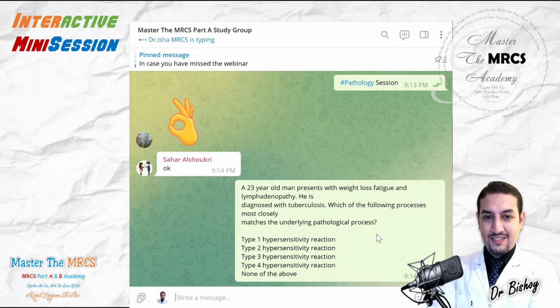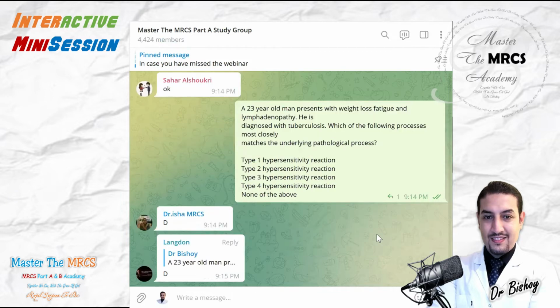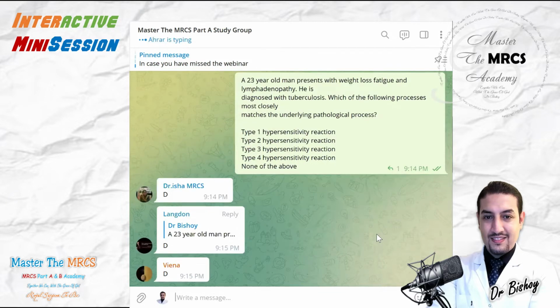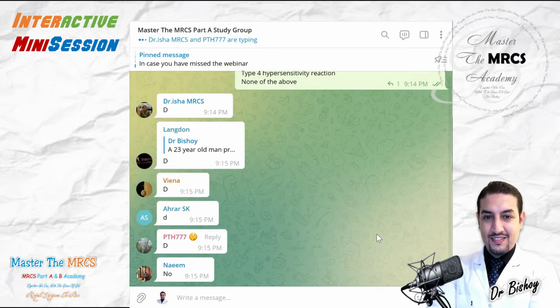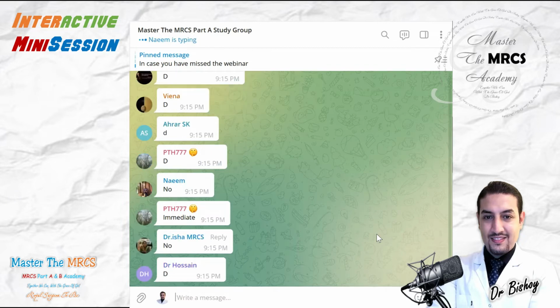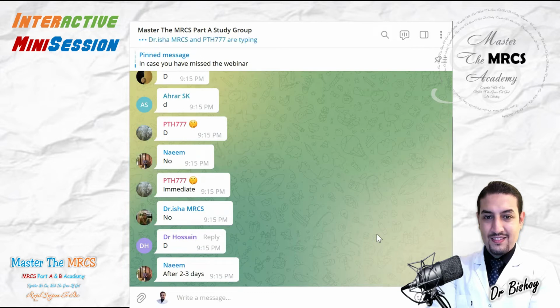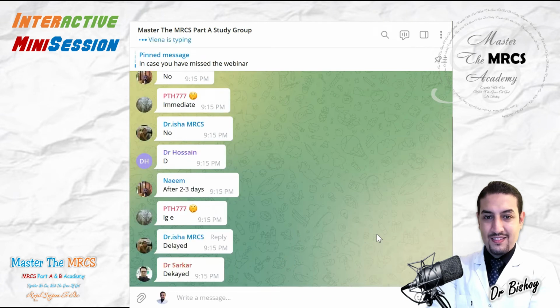Type 1 hypersensitivity will appear minutes after exposure, immediately. But type 4 will appear on the second exposure, later on, delayed. Delayed, exactly.